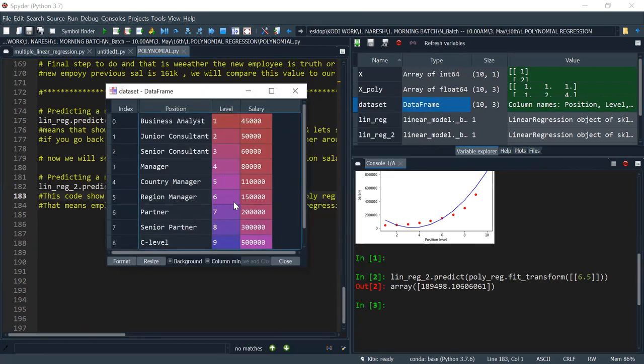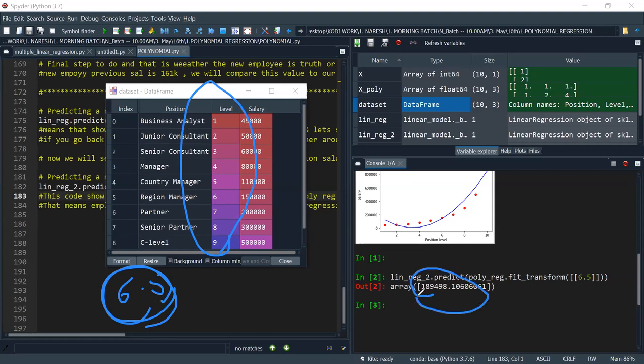If the person has 6.5, actual salary 150, and a new employee comes to the organization, what exactly did my model predict? 189, isn't it? I never trained my model with 6.5. Have I trained my model? No, right, guys? I never trained my model with this data, but in future I pass 6.5 and my model predicts 189. I hope you understand, guys.